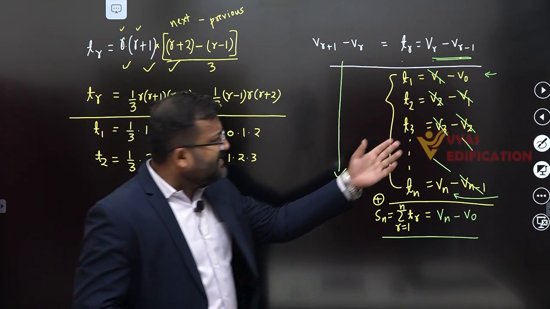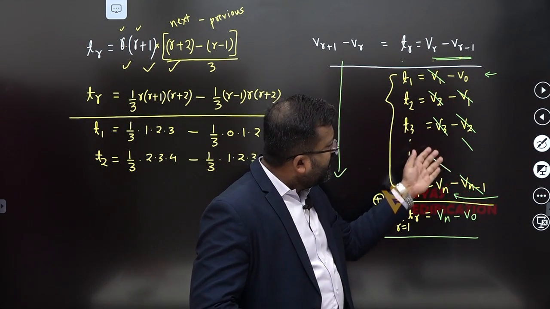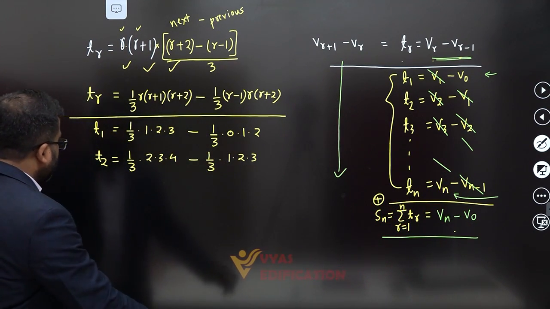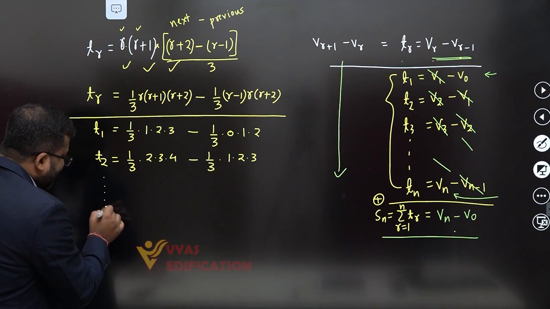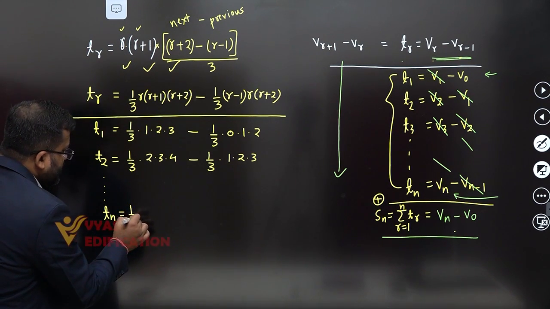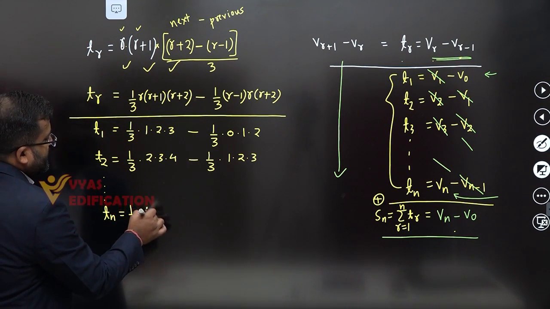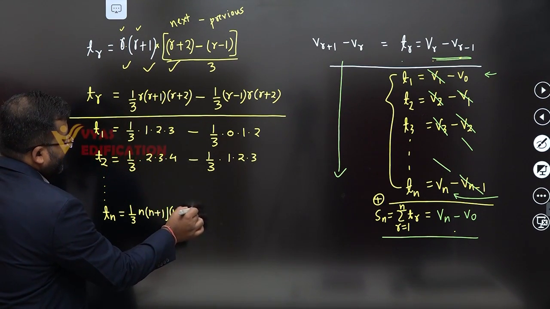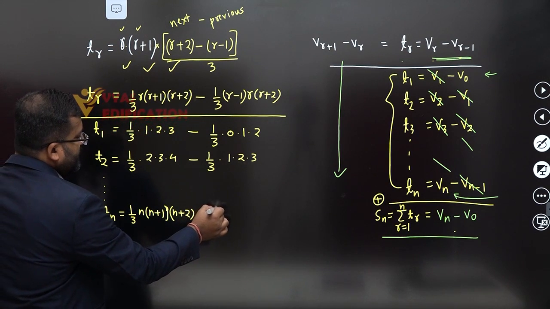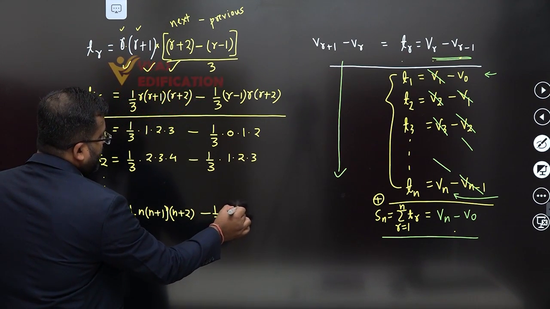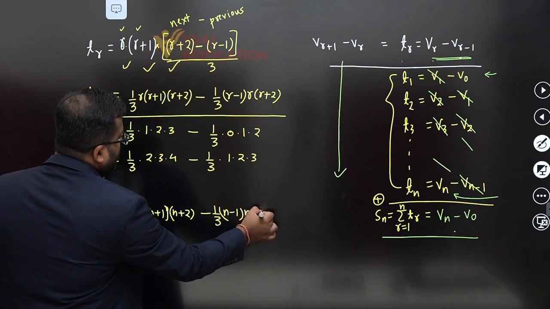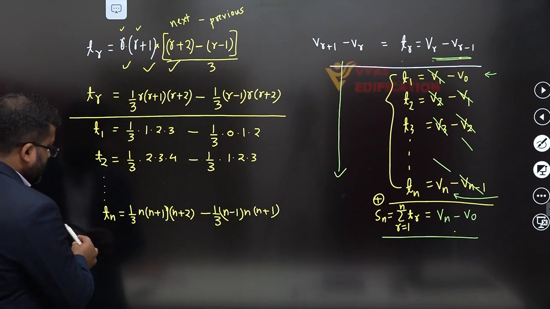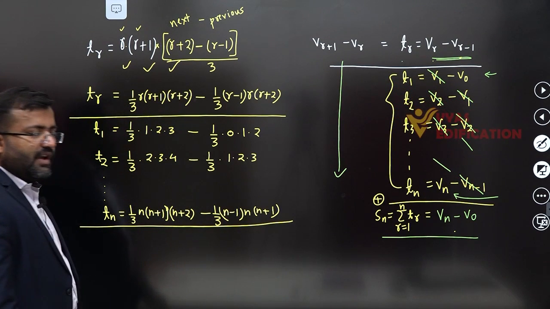I see this and this getting cancelled. Yes, this will get cancelled just like this. And what will I get? Vn minus V0. So why not write Tn and see what Tn is? Tn is 1 by 3 n times n plus 1 n plus 2, minus 1 by 3 n minus 1 n plus 1. This is what you have. Yes, this is what we have.